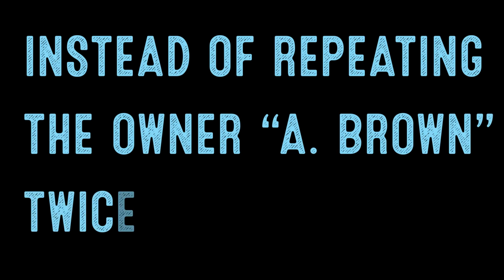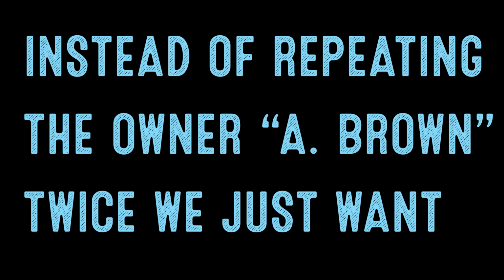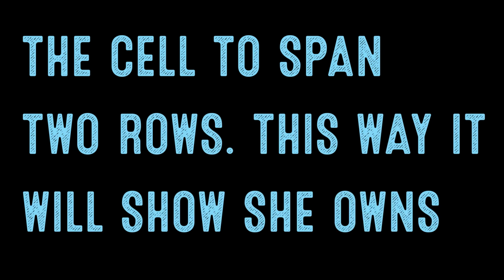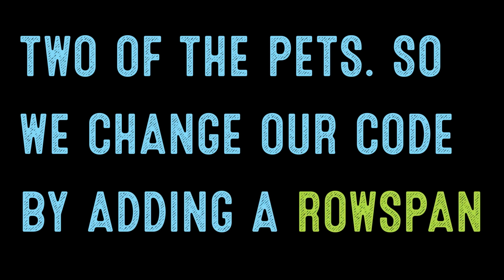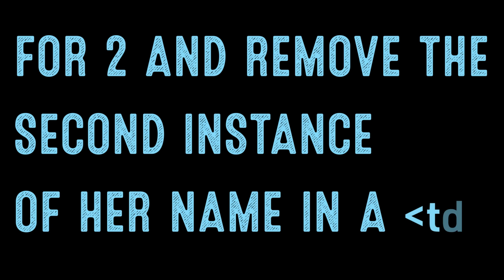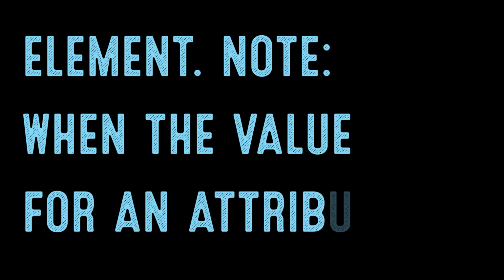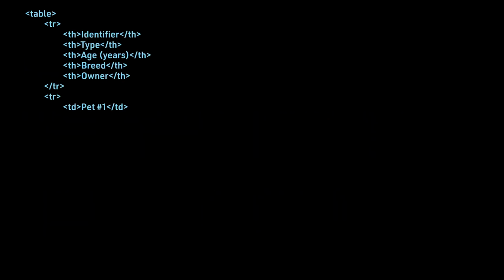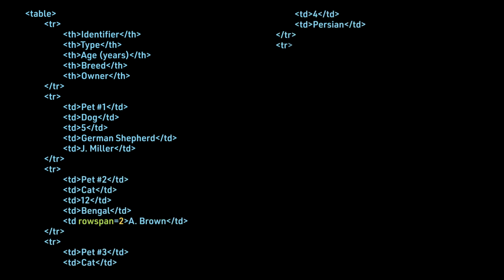Instead of repeating the owner A. Brown twice, we just want the cells to span 2 rows. This way it will show that she owns 2 of the pets. So we change our code by adding a rowspan of 2 and remove the second instance of her name in a table data element. Note, when the value for an attribute is a number, you don't need to use the quotes. The revised code will look like this.